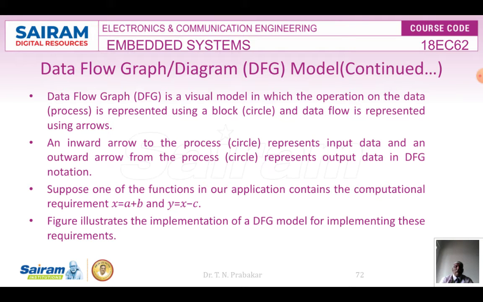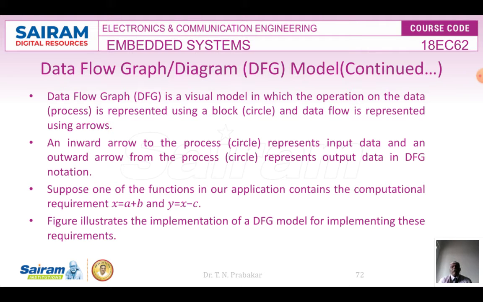So there are two things. One is called the process, which is represented using a circle shape, right? And how the data flows is represented by arrows, right? An inward arrow means the data is coming in as an input. An outward arrow means the data is going from that block as an output. Suppose we have taken an expression, something like x equal to a plus b and y equal to x minus c, right? So there are some inputs coming, a plus b. And the second is y equal to x minus c.